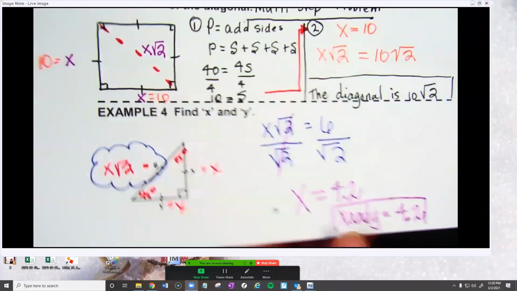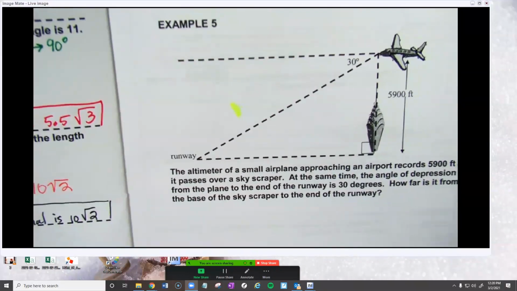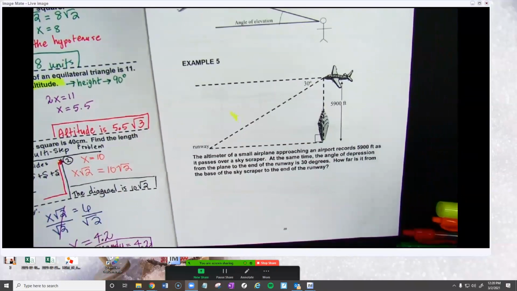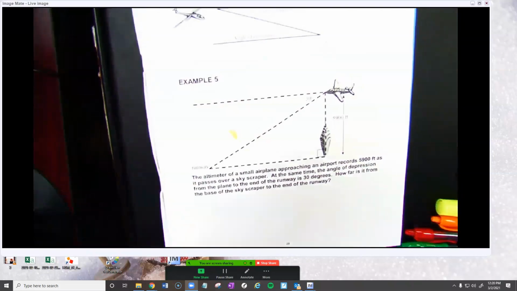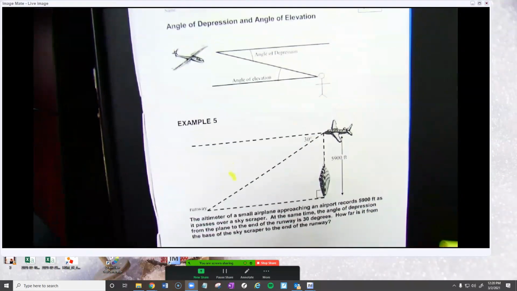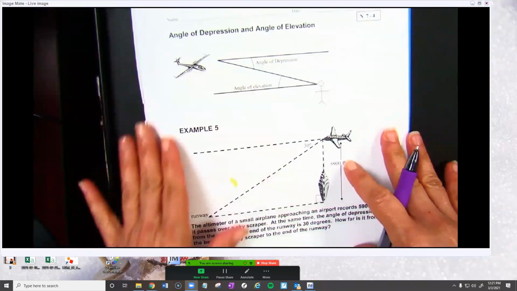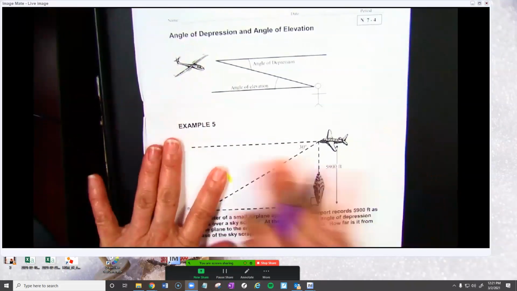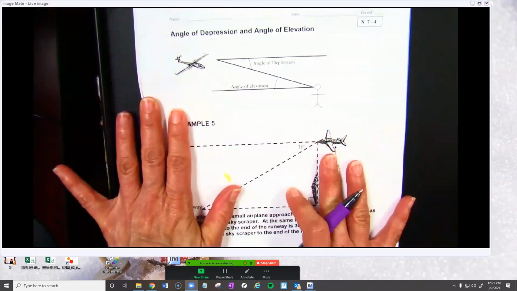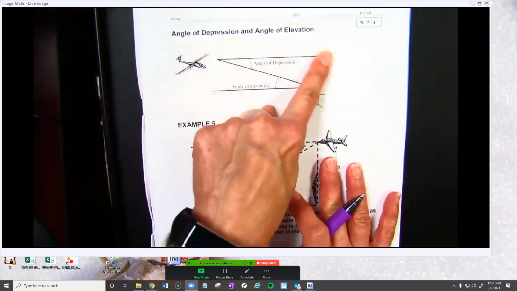All right, we're going to wrap this up now. So let's go ahead and take a look at angle of elevation and angle of depression. So y'all, these are like entrance exam type questions. If you're applying for a job and they make you take a little assessment, this kind of stuff is on here. Okay, so let's see what we got going on. Angle of depression and elevation.